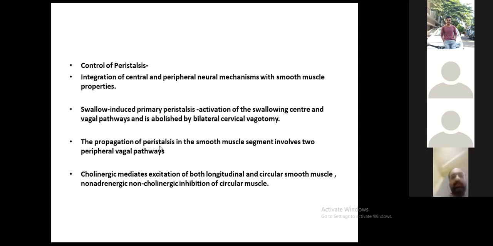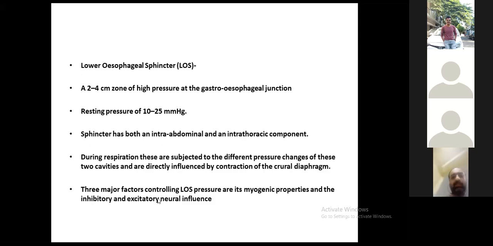So next comes the control of peristalsis, which is mainly due to the integrated action from the central and the peripheral neural mechanism. The swallow induces a primary peristalsis, which is controlled by the swallowing center, as well as locally the vagal pathway. Clinically, it can be abolished when there is a bilateral cervical vagotomy. The propagation of the peristalsis in the smooth muscle segment involves two peripheral vagal pathways. That is, the cholinergic mediates the excitation of both longitudinal and circular smooth muscle, and the non-adrenergic, non-cholinergic inhibition of the circular muscle.